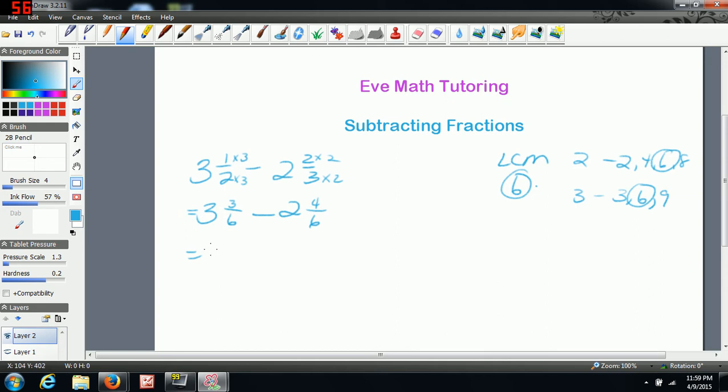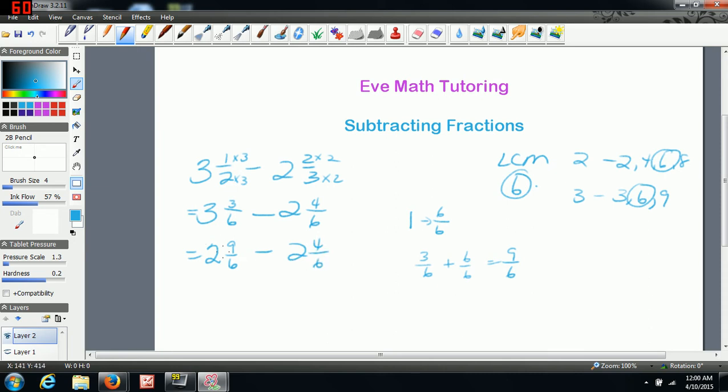So what I need to do is carry some over from this whole number into the fraction. So if I take one of the whole numbers and move it over here, as a fraction, I can take 1, and that's the same as 6 over 6. Okay, because 6 over 6 is also equal to 1. So I can bring that 1 over and add it to this fraction. So when I add 6 over 6 to 3 over 6, that becomes 9 over 6. So this actually becomes 2 and 9/6.